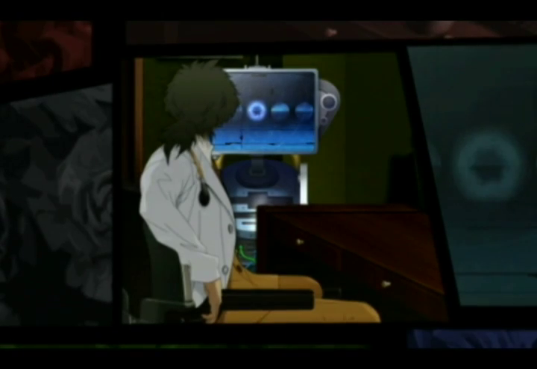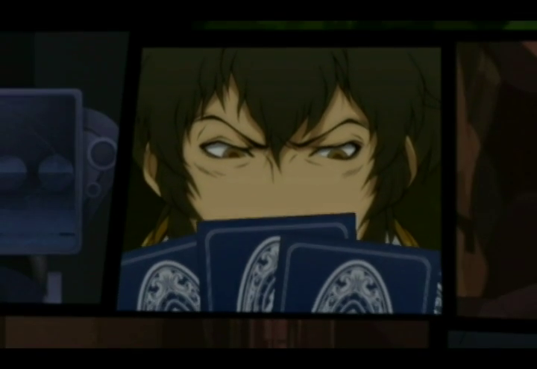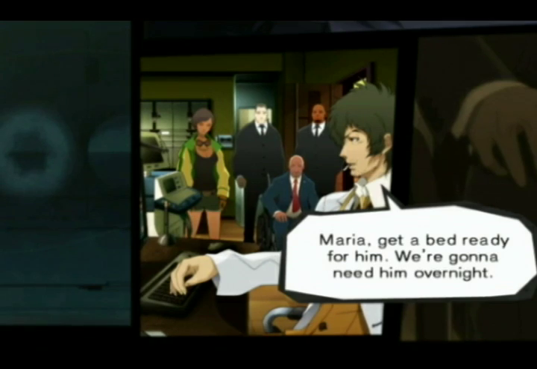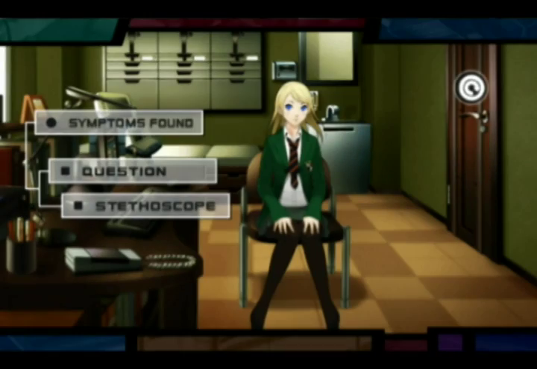You will be playing as the clever yet sarcastic Dr. Gabriel Cunningham. His keen intellect and insight have made him one of the finest medical minds in Resurgam First Care. The exam room is where you'll be speaking with patients about their physical condition.